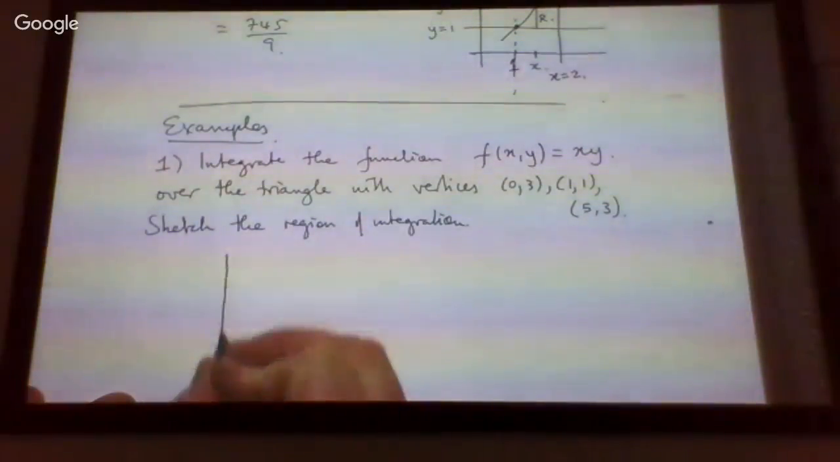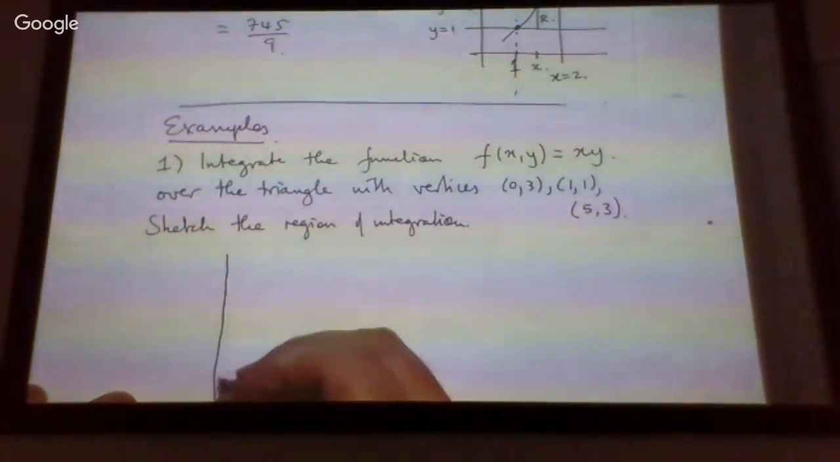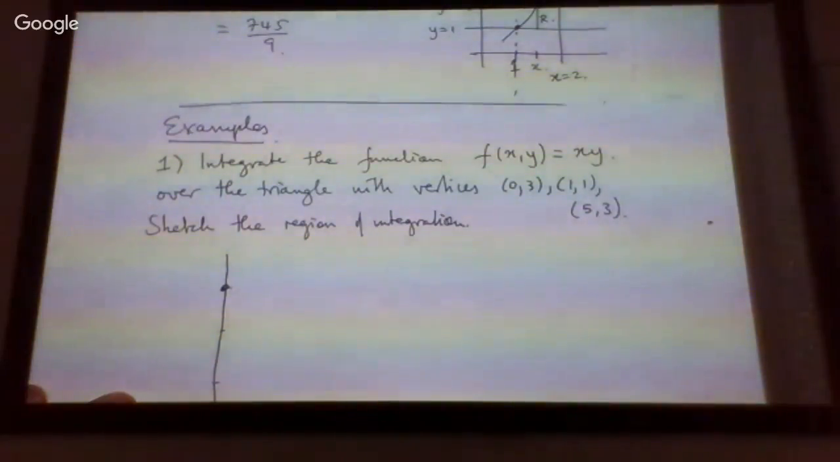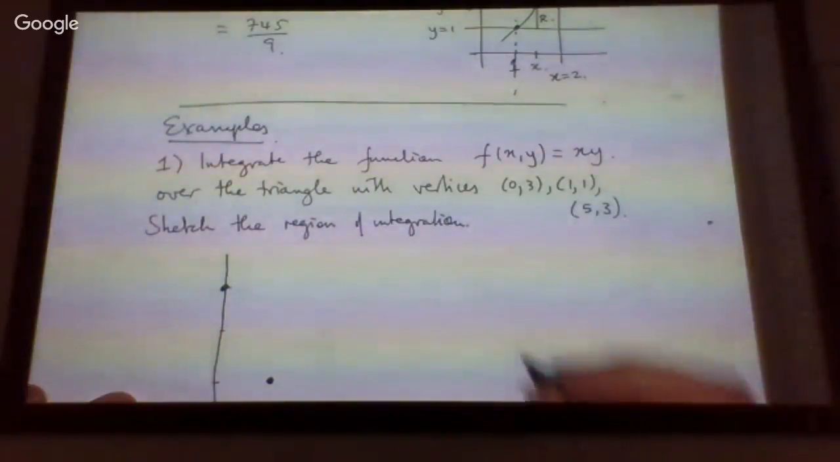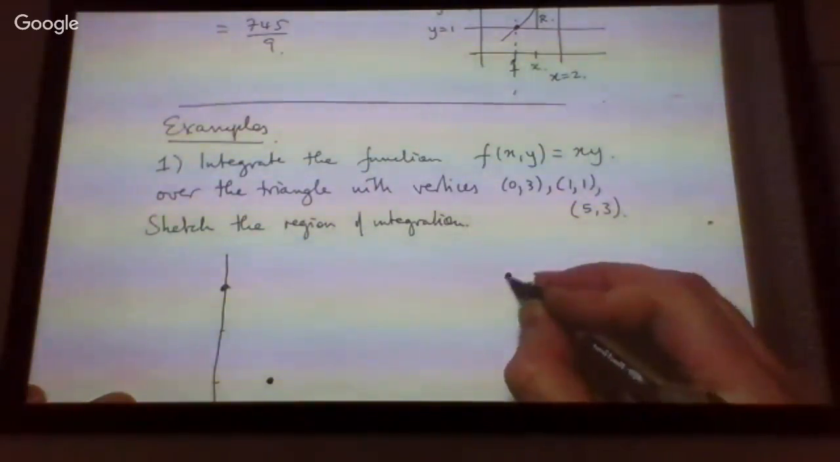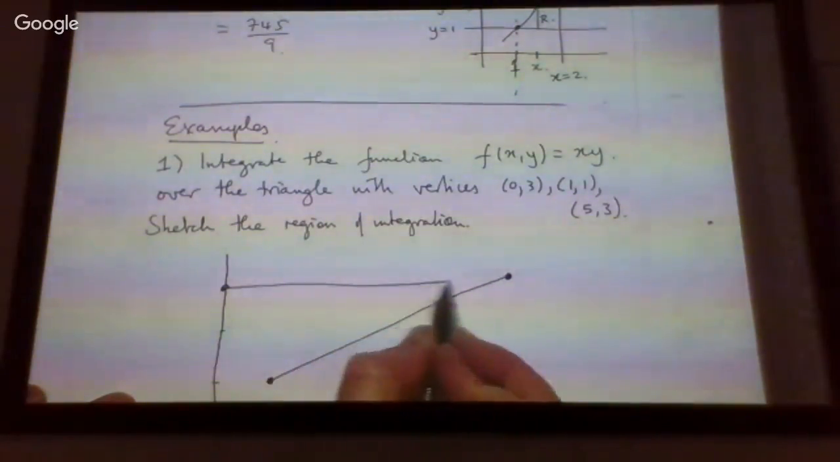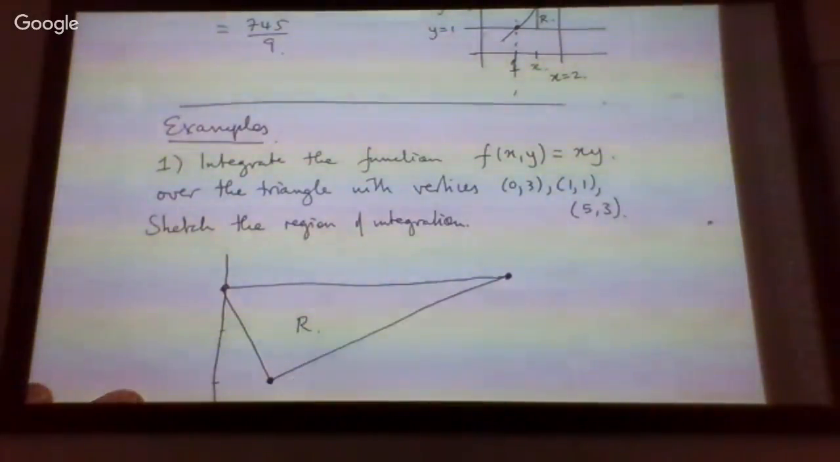So we need a nice xy plane to fit these points into. Now we've got 3 points. We've got y going up to 3, and x has to go up to 5. So we've got (0, 3), (1, 1), and (5, 3), approximately here. Okay, so here's our region of integration, R.